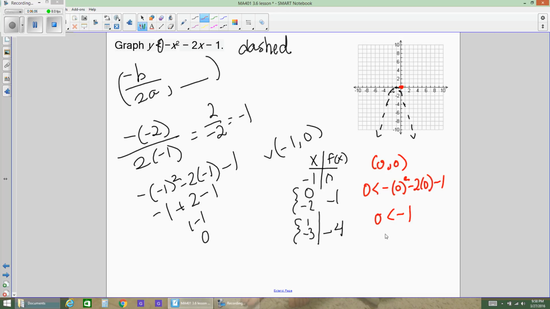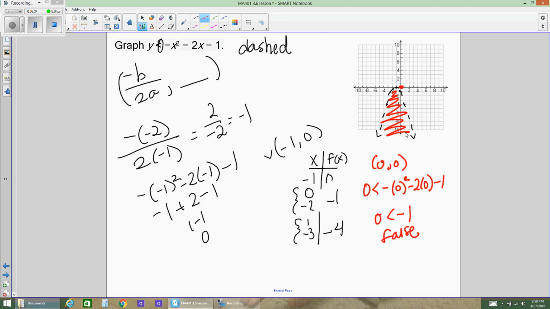0 is less than -1. I hope you got false. So since our point is false, it's wrong, that means I need to shade the true, and the true is not where our point is. Our point is on the outside, which means I need to shade the inside of this parabola. So that means all of the points on the inside of the parabola are solutions.